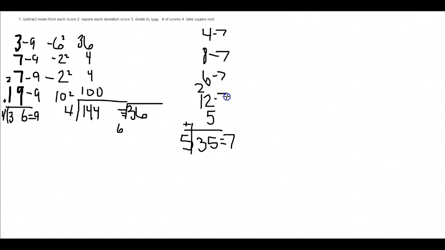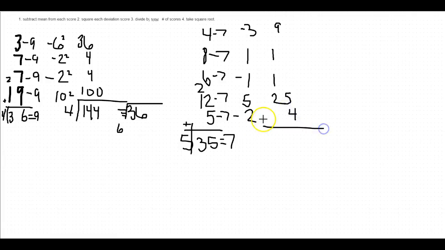I know you're hearing a lot of clicking, I apologize for that. So -3, 1, -1, 5, and -2. Again, like I said before, the reason that we do our next step, which is to square each deviation score, is because if you look at these, if we added these all up, they'd be 0, and that's not helpful to us. So let's go ahead and square all these, and let's add these up.